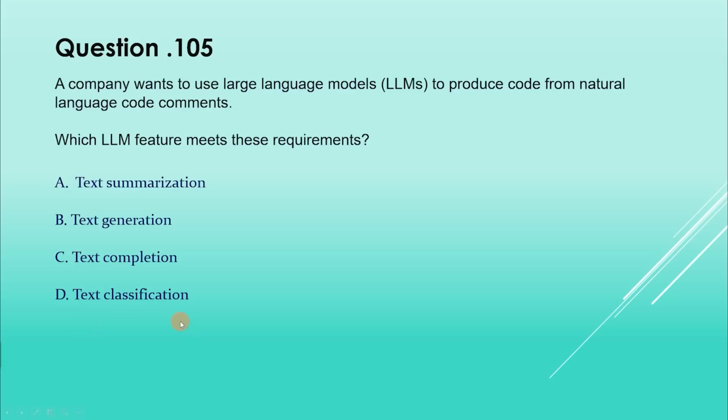And the correct answer here will be option B, text generation, because this aligns with the text generation feature where the model produces human like text, including writing code from natural language description. So writing code from natural language is the requirement of the question. So option B is correct here.